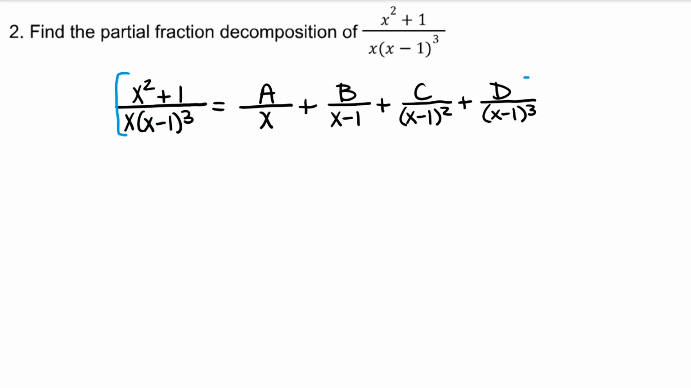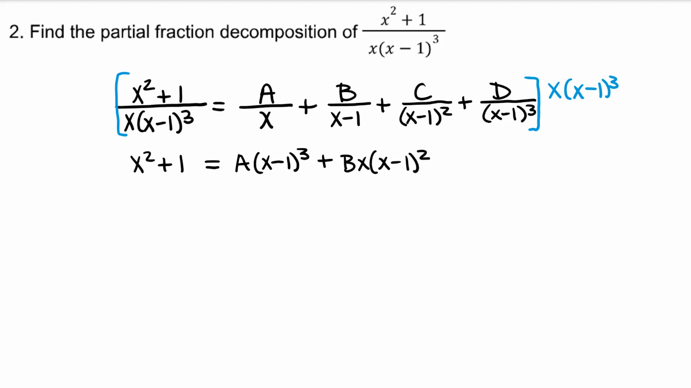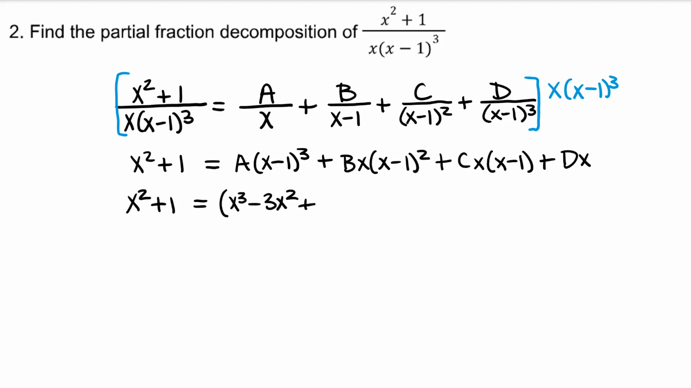Multiplied by the LCM, x times x minus 1 quantity cubed. Expand the polynomials on the right side. Remember that x minus 1 quantity cubed, you could use Pascal's triangle for.